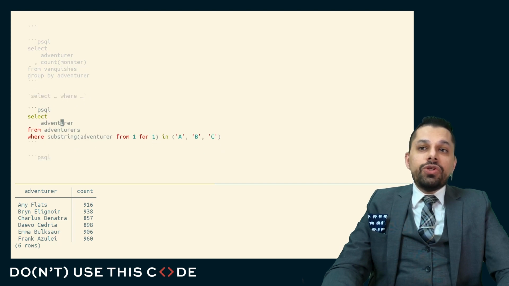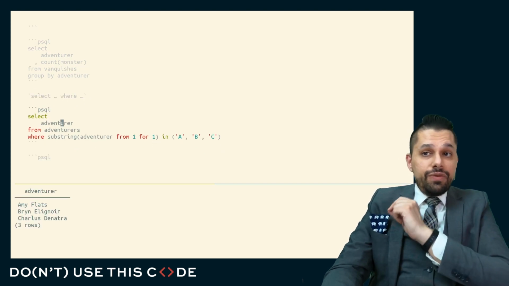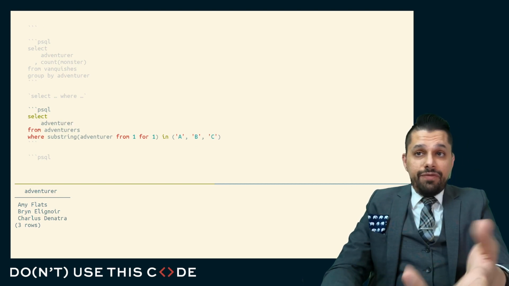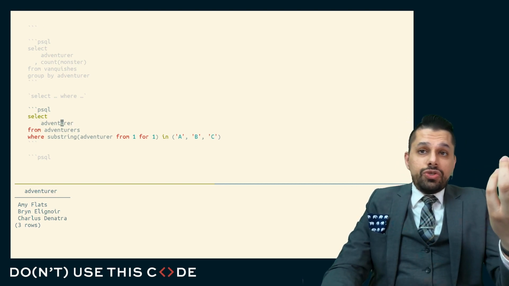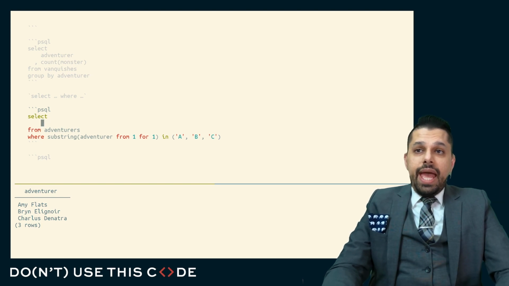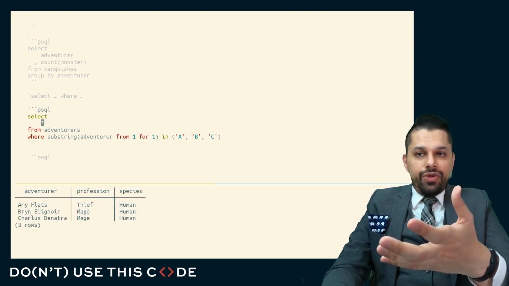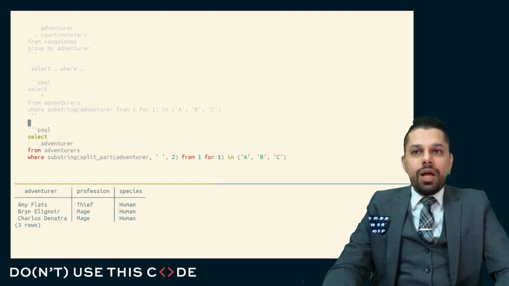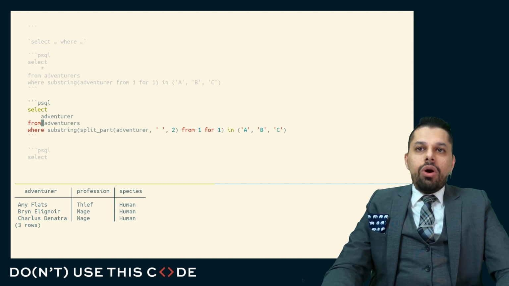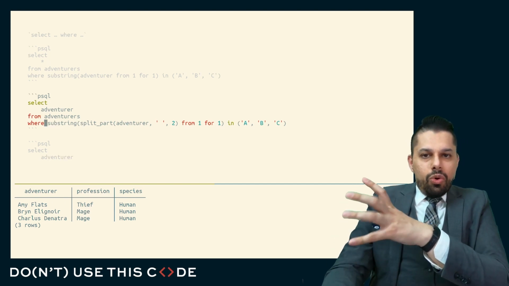If we wanted to filter the data, we could filter it by some predicate. So here I could say, give me all the adventurers from the list of my adventurers if the first character of their name begins with A, B, or C. And if you want to see, we could get all the data for that adventurer, their profession, and their species as well.